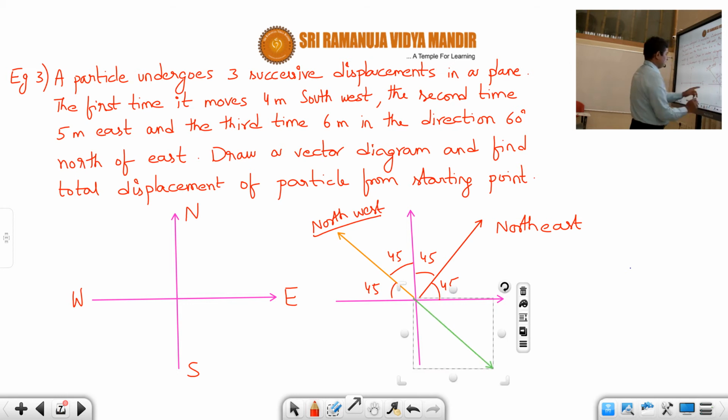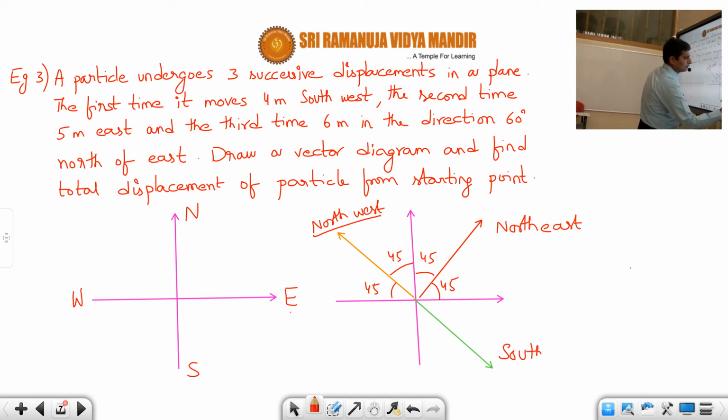This is lying between east and south. So this is called southeast, students. This is called southeast. So this is also 45. This is also 45.